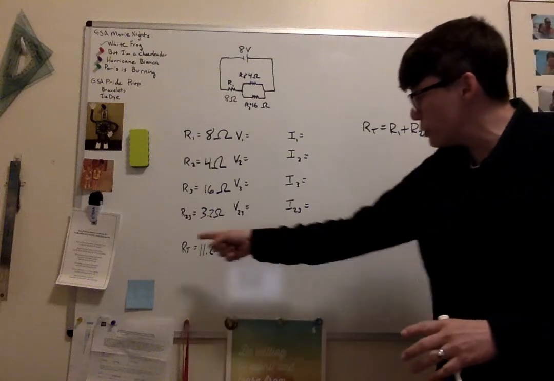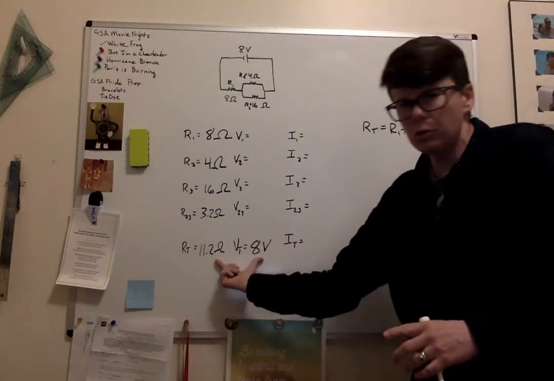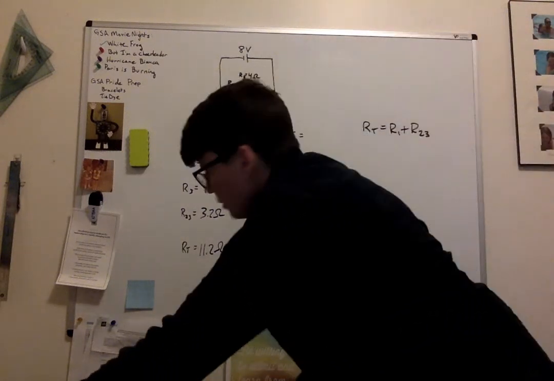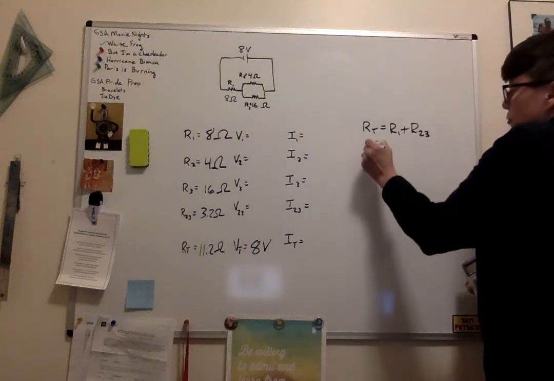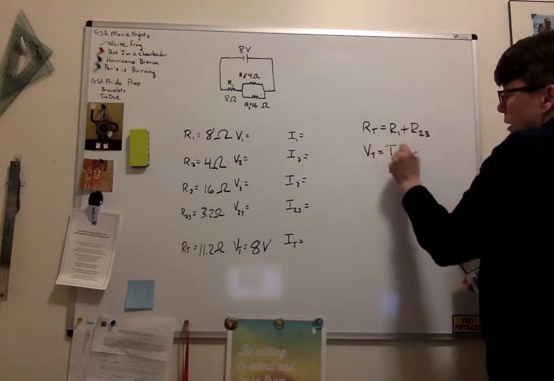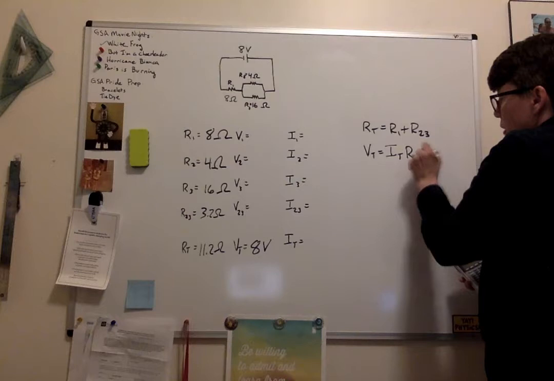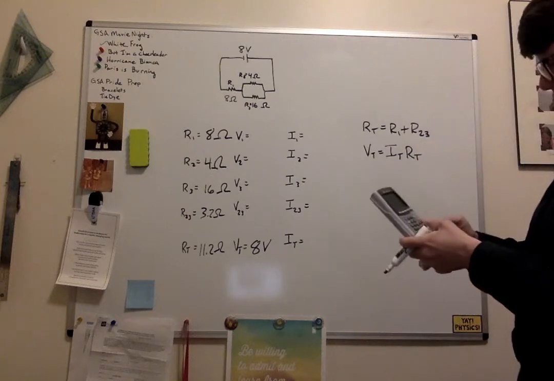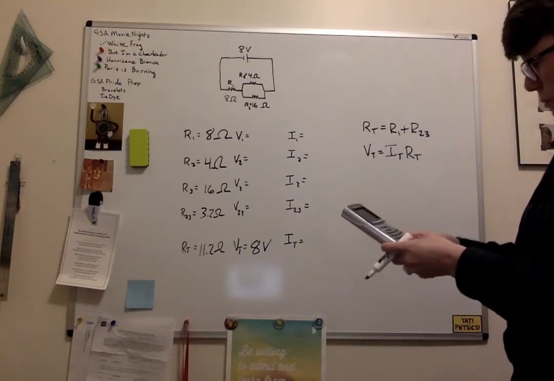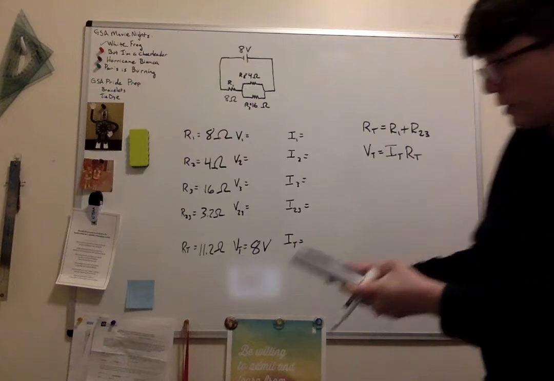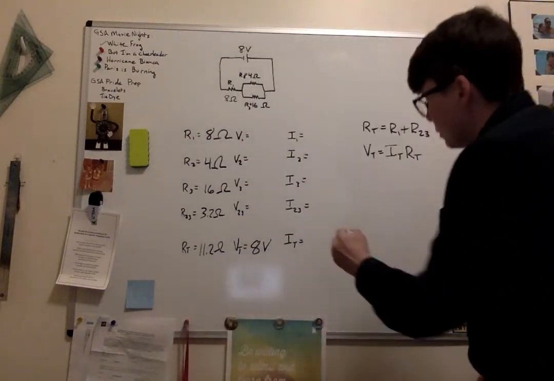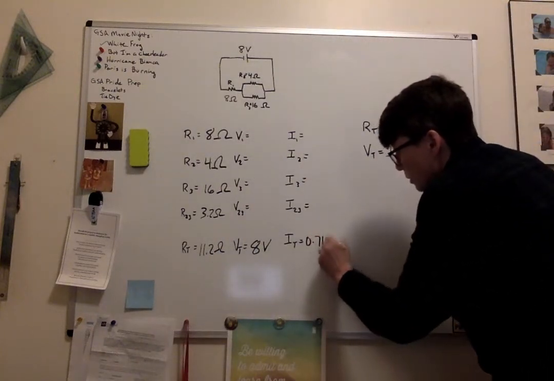Okay. I look at the table and I ask myself, now what can I get next? It's always handy to go for the totals first. I see that I've got 2 of these, so I can get the third. V total equals I times R. That gets me a current of 0.71 amps.